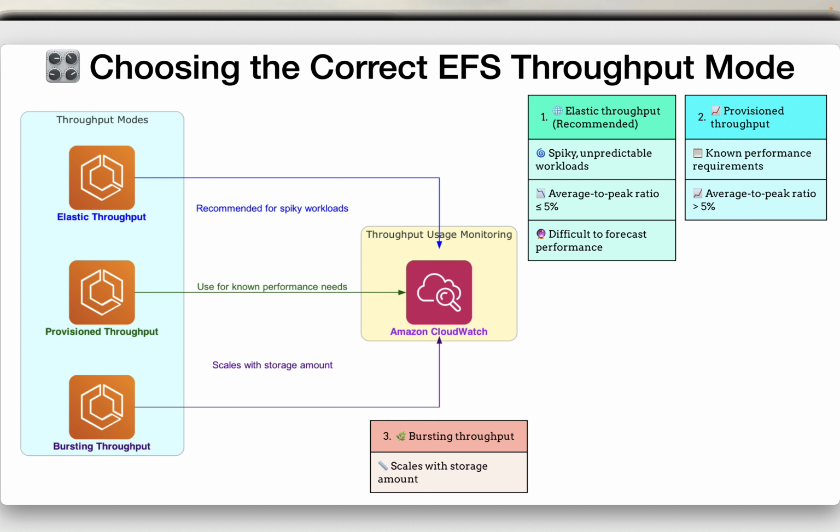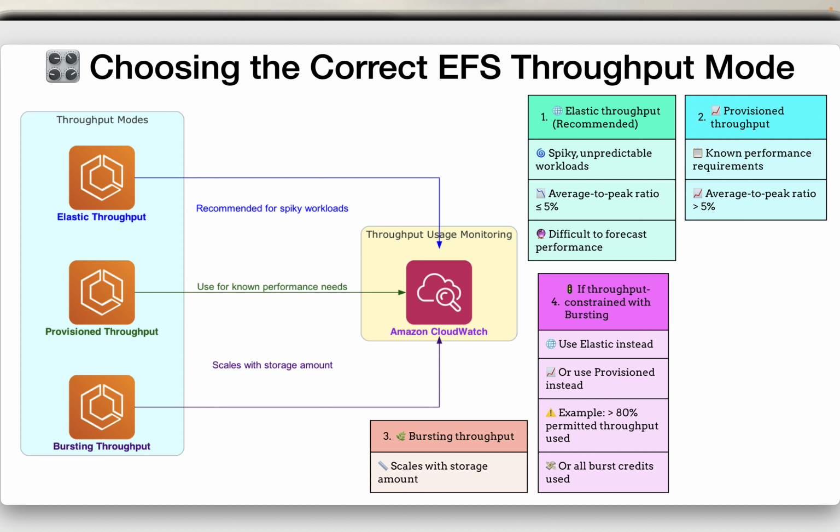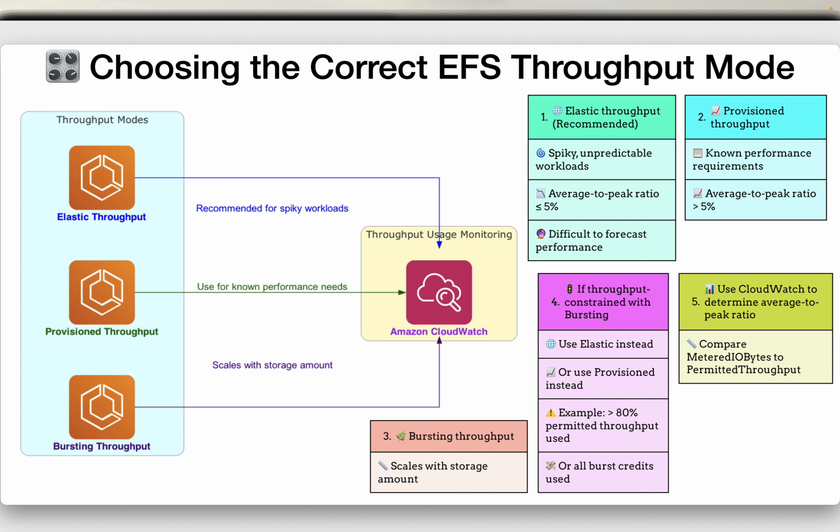Use bursting throughput when you want throughput that scales with the amount of storage in your file system. If after using bursting throughput you find that your application is throughput constrained, for example, it uses more than 80% of the permitted throughput, or you have used all of your burst credits, then you should use either elastic or provisioned throughput. You can use Amazon CloudWatch to determine your workload's average to peak ratio by comparing the metered IO bytes metric to the permitted throughput metric.